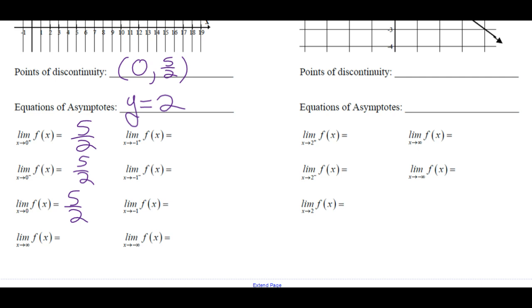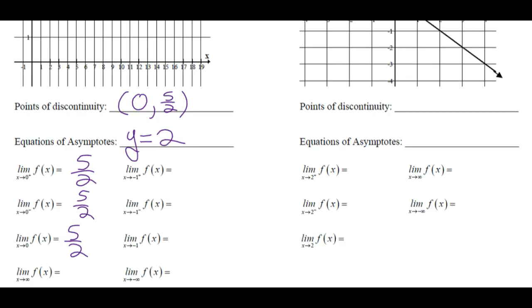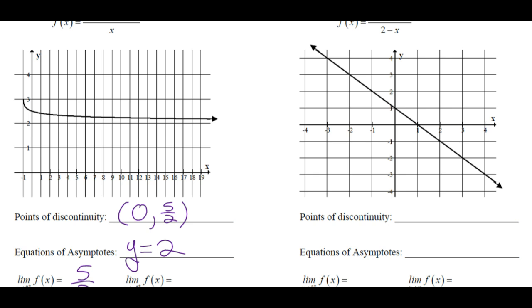Let's go here. What's the limit as x approaches -1 from above, right? Going from right to left. So -1 from above. What's the limit? As you approach -1 going this way, 3.